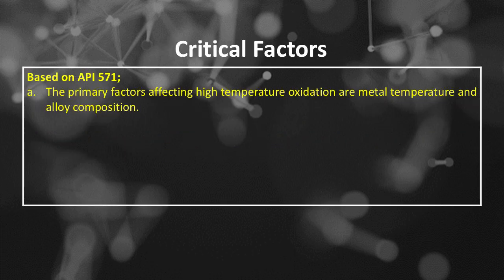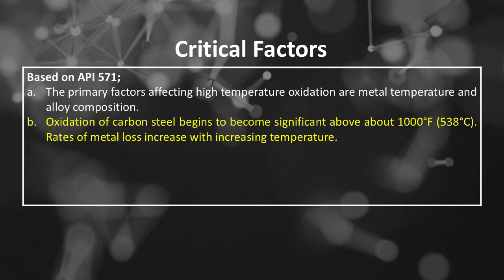Oxidation damage mechanisms. Critical factors based on API 571. Number A, the primary factors affecting high-temperature oxidation are metal temperature and alloy composition. Number B, oxidation of carbon steel begins to become significant above about 1000 degrees Fahrenheit or 538 degrees Celsius. Rates of metal loss increase with increasing temperature.